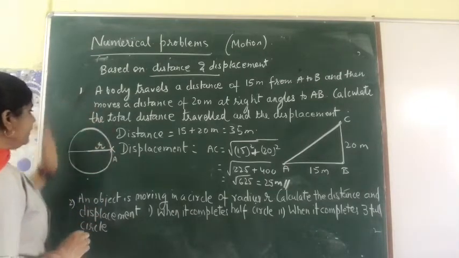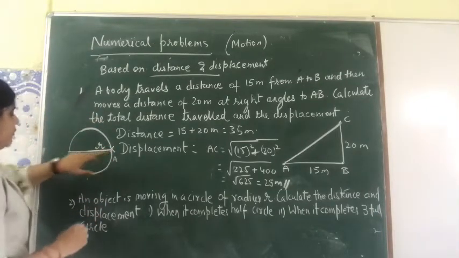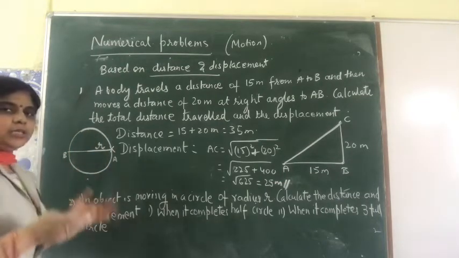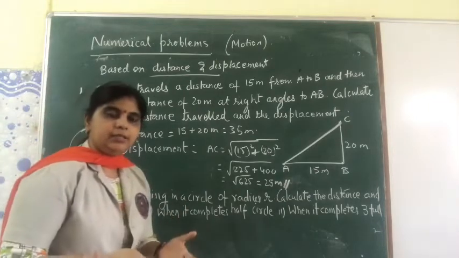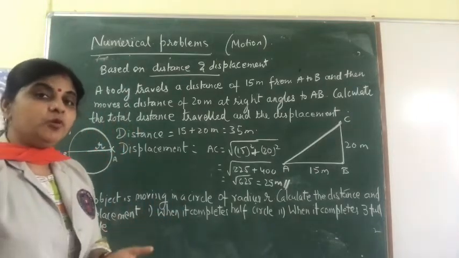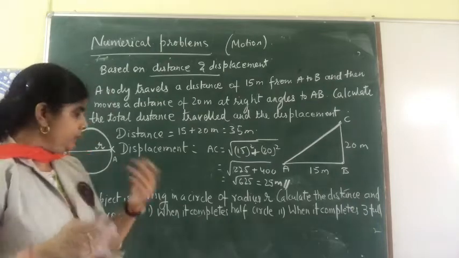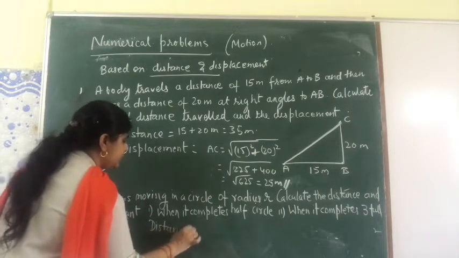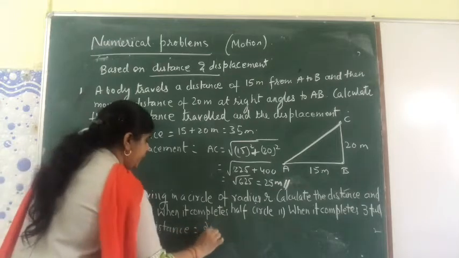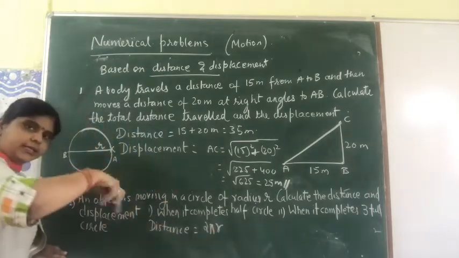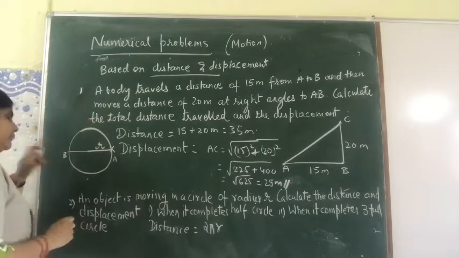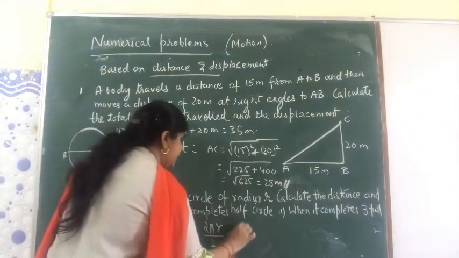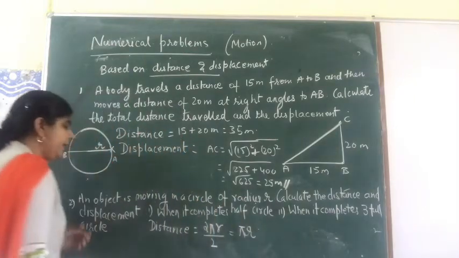When it has moved half circle, the distance traveled will be from A to B, along the circumference. So what is the circumference of a circle? It is 2 pi r and it is moving half of it. So what will be the distance traveled? 2 pi r is the circumference of a circle, but it has moved half the circle, so divided by 2. So distance moved will be simply pi r, right?